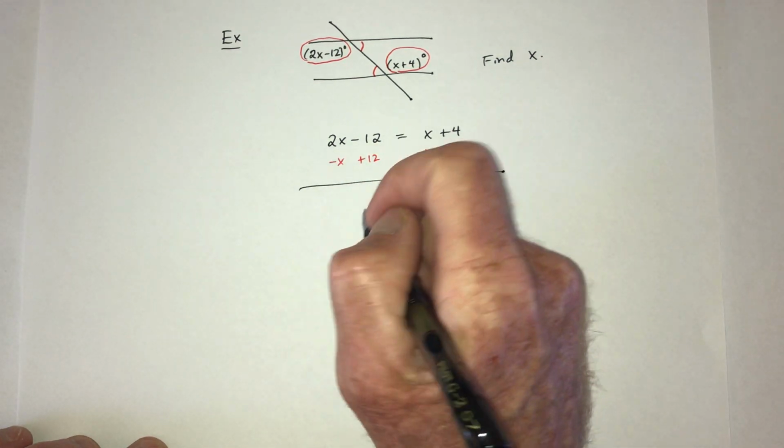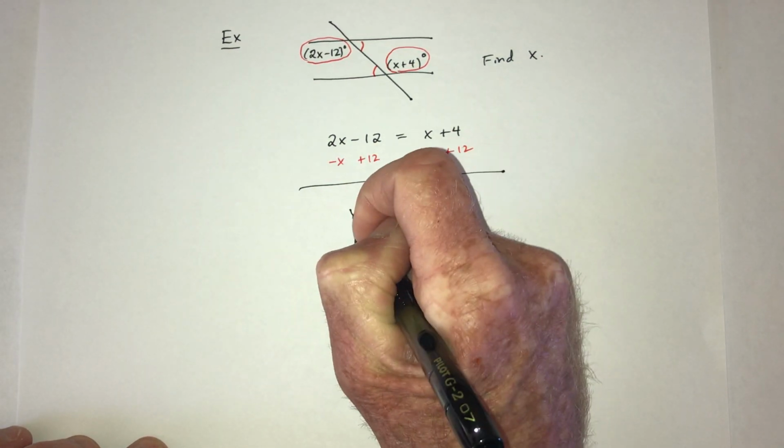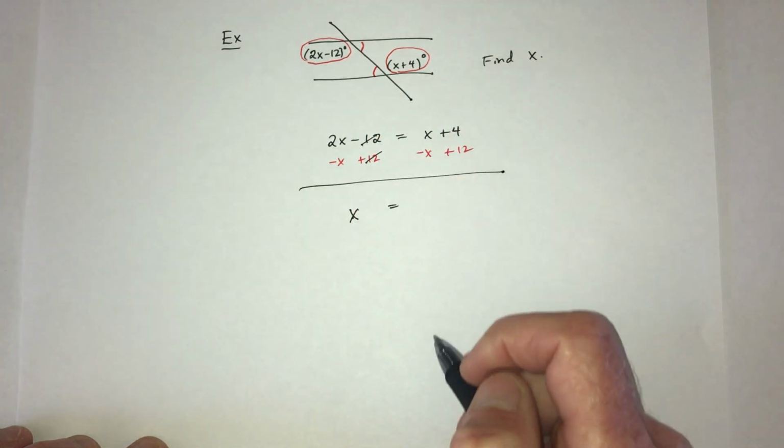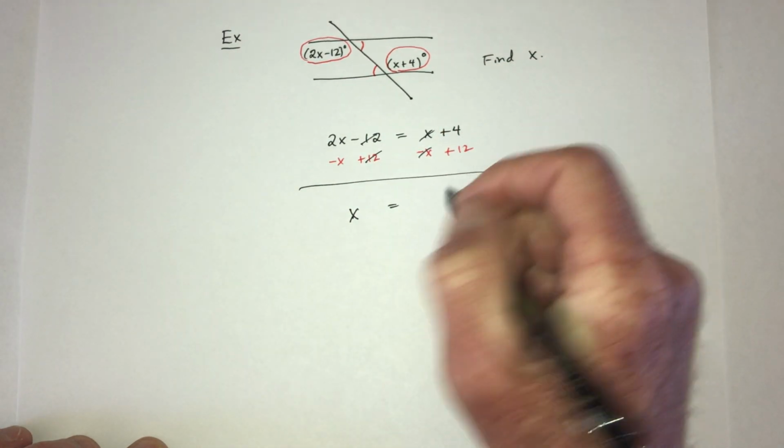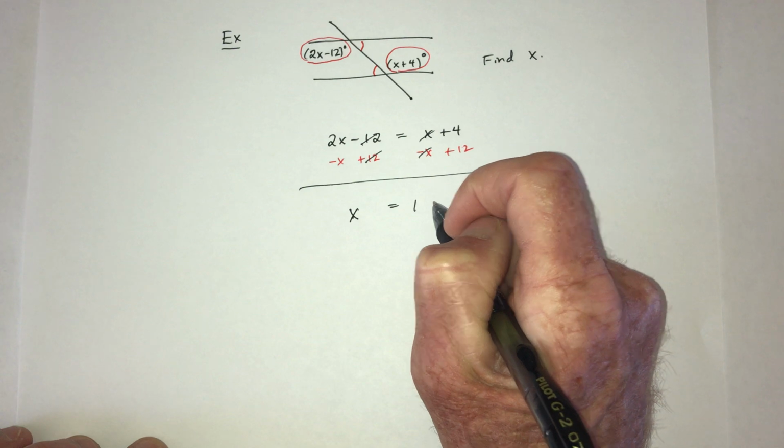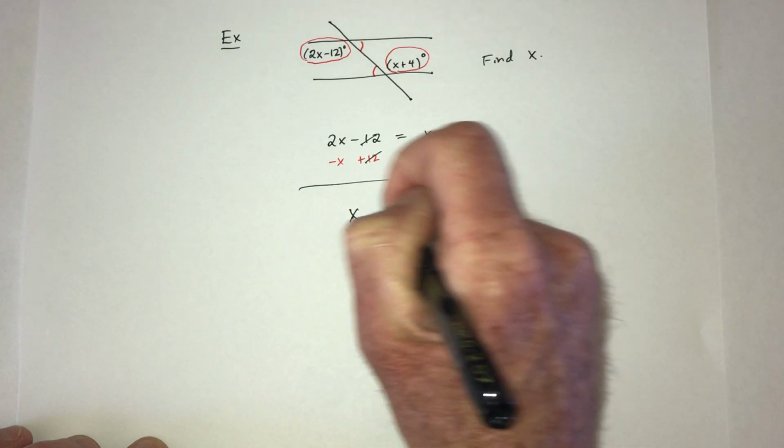So this is just going to be x. These cancel, and 4 plus 12 is 16.